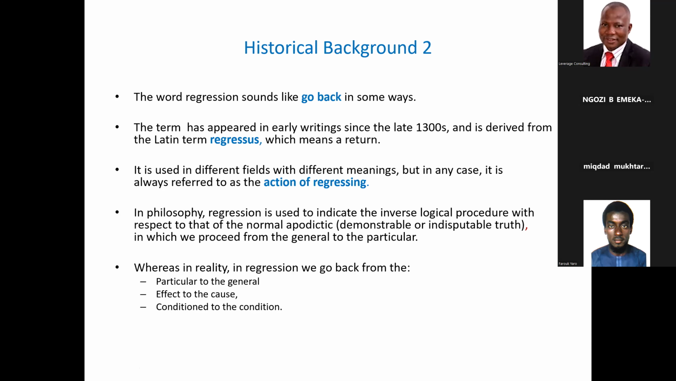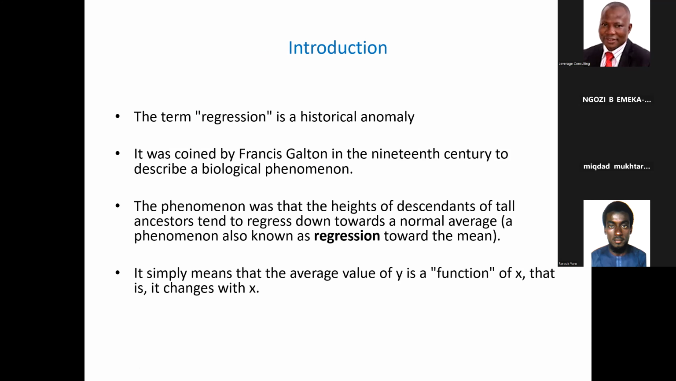What do you mean by regression back to the mean? If parents are tall, the children will be tall, but not as tall as the parent. If parents are short, very short, the children also will be short, but not as short as the parent.